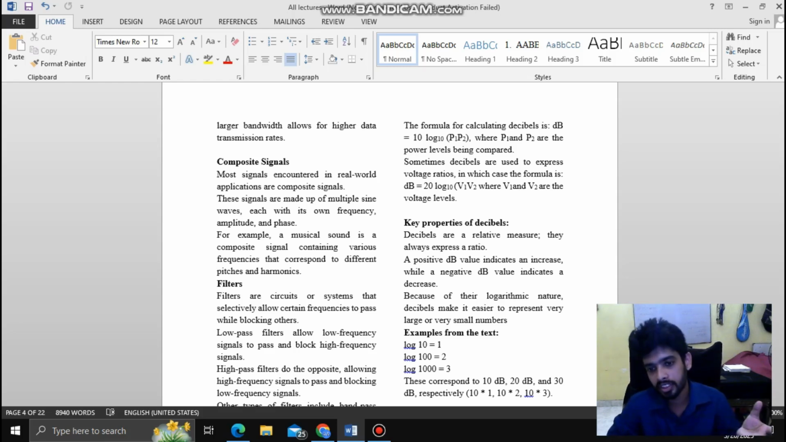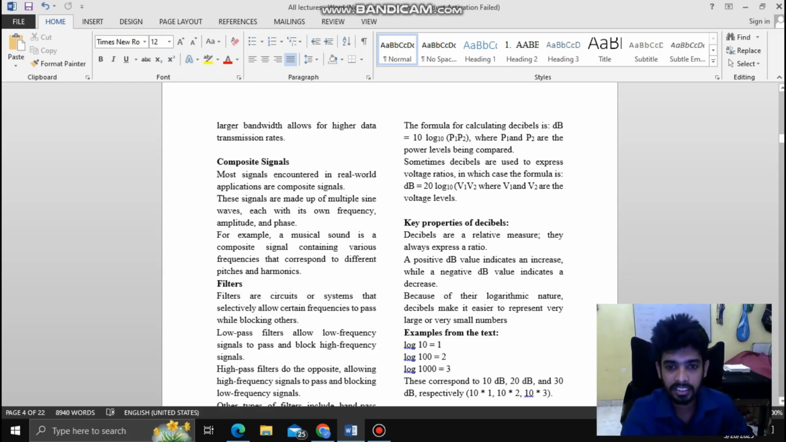Also we can use either the power of the signal or the voltage. Then we are using 20 log base 10 of V1 over V2, where V1 and V2 are two voltage levels, as you can see I have included here. So these are the calculations of the decibel.